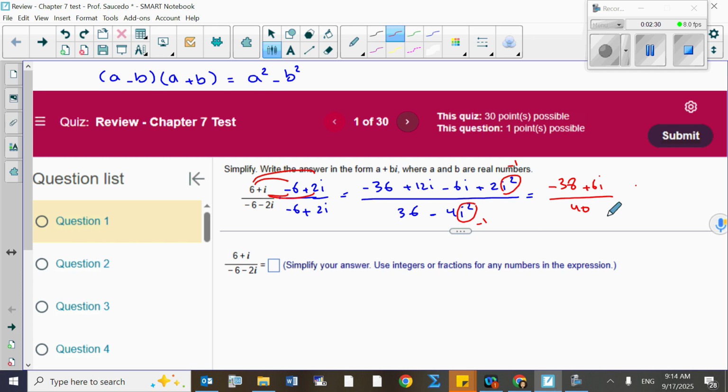So as you see, we don't have I anymore in the denominator, and that's what we want basically. Now it's time to simplify one more step. Everything here is divisible by 2. This divided by 2 is 20. Divide by 2, 19. Divide by 2 is 3. So -19 over 20 plus 3 over 20I. This is my answer.